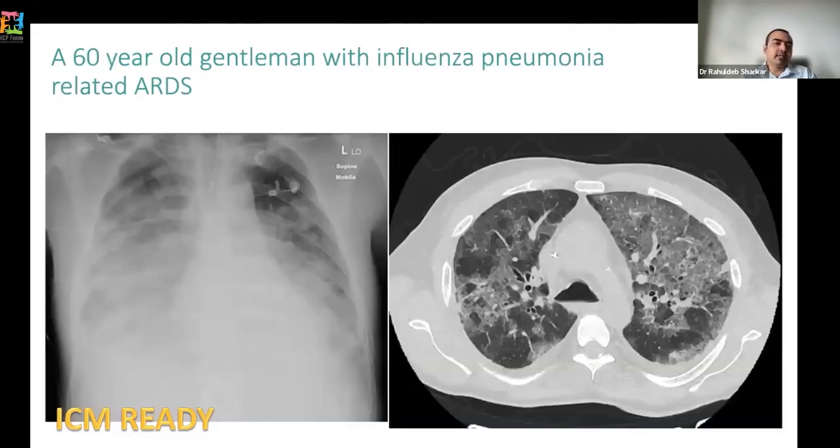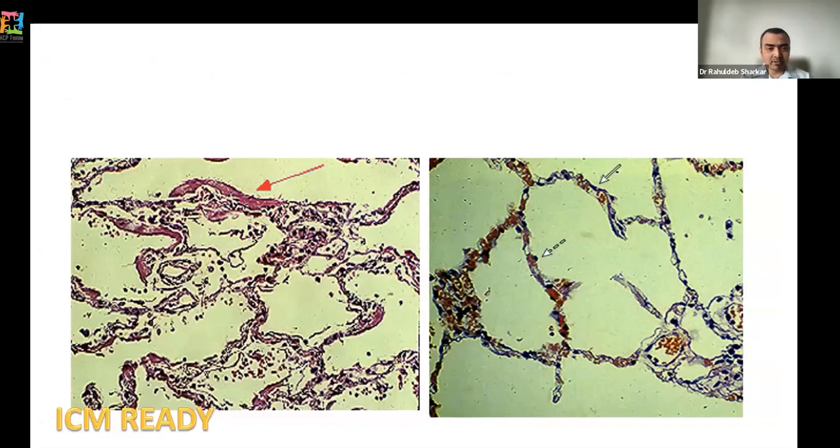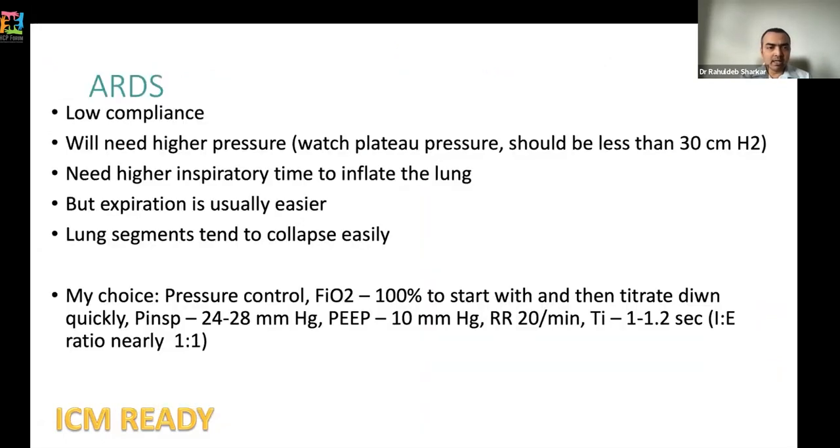But then if we have this 60-year-old gentleman with influenza pneumonia related ARDS, this is clearly a fairly badly damaged lung. When this patient is struggling, we have to make sure that we ventilate them with care and caution. Otherwise, we'll do quite a lot of damage. So these are all the pathological things that happen. Essentially we are in a low compliance situation, which is the lower curve. We'll very likely need higher pressure and a longer inspiratory time to inflate something which is very stiff. But expiration is usually much easier because the lung wants to just come back to its baseline state. And lung segments tend to collapse easily.